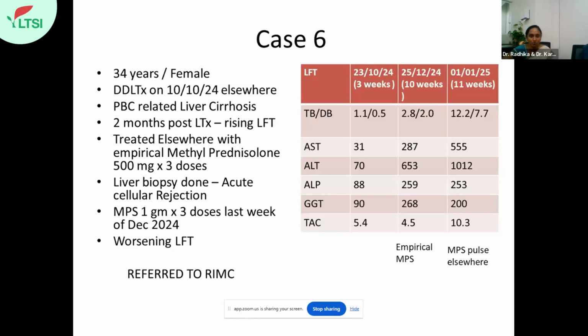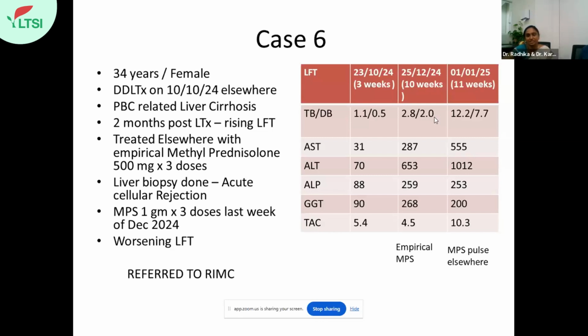However, 2 months post-liver transplant, that is 10 weeks, she had an asymptomatic elevation of liver enzymes. Bilirubin 2.8 with a direct component of 2, AST 287, ALT 653, gamma GT 268 and alkaline phosphatase 259. But she had a very low TAC level at that time. It was managed at the parent center, and empirical methylprednisolone 500 milligram daily was given for 3 days.